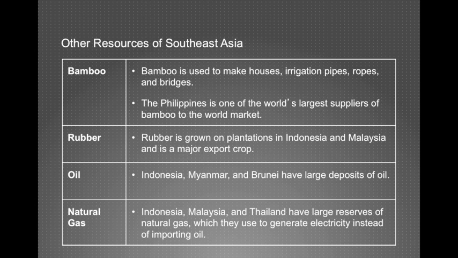So, the other resources of Southeast Asia include bamboo. And bamboo is like the best wood in the world. If you have bamboo floors, then you have a very expensive house. The Philippines is one of the world's largest suppliers of bamboo, rubber, oil, and natural gas.